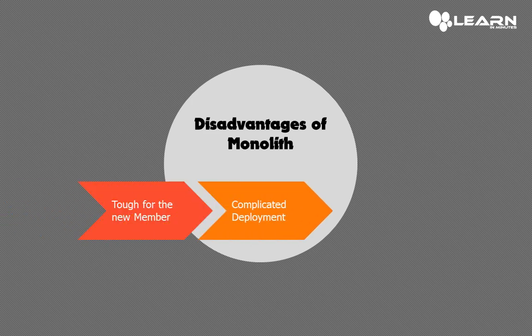When discussing deployment, deployments are complicated in the monolith architecture, because any change in the code in any part of the system requires a new deployment. So obviously deployment is complicated in the monolith architecture.